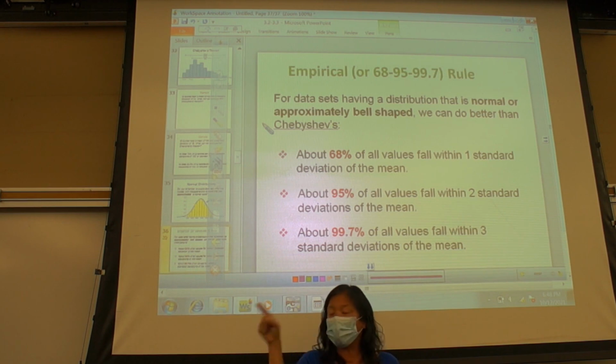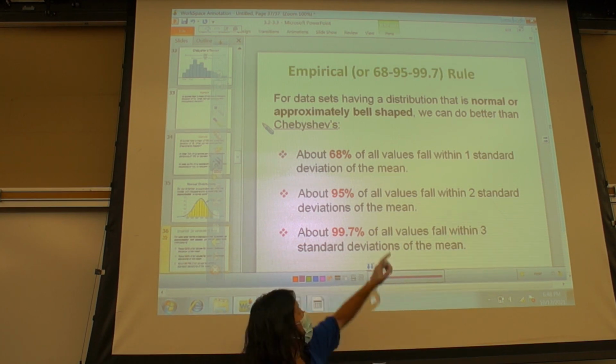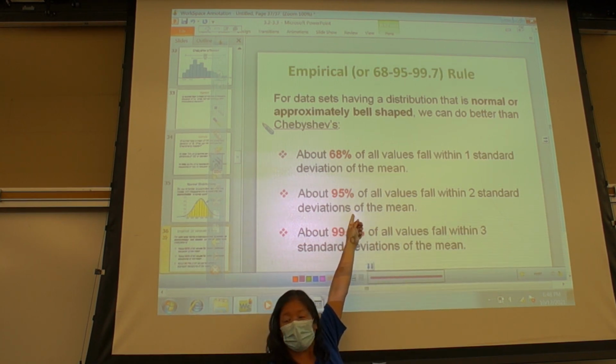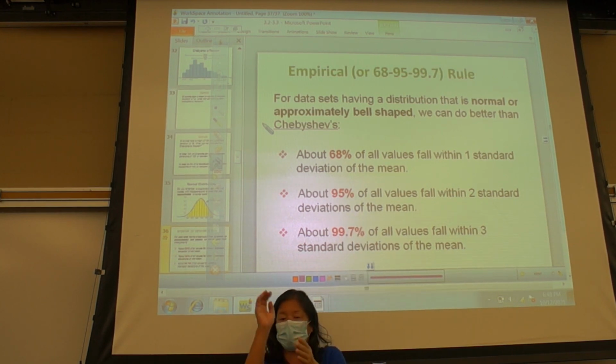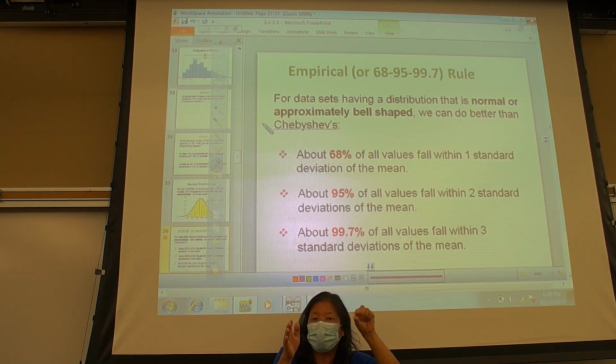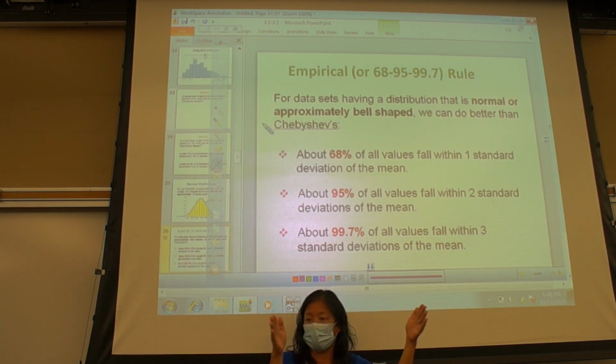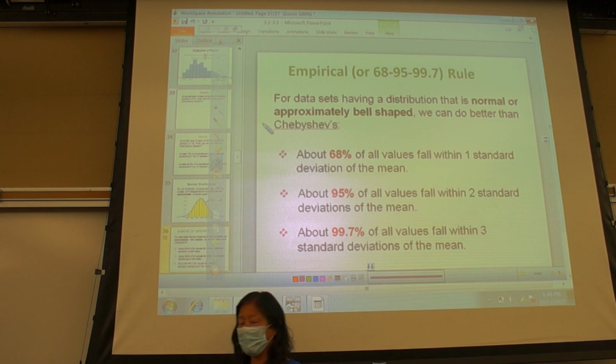Empirical rule, if it's normally distributed, then it's going to be about 95%. That's a lot more accurate. Instead of saying anywhere from here to here, we're saying it's right around there. Right in this area, not anywhere in this range. It's a lot more specific.